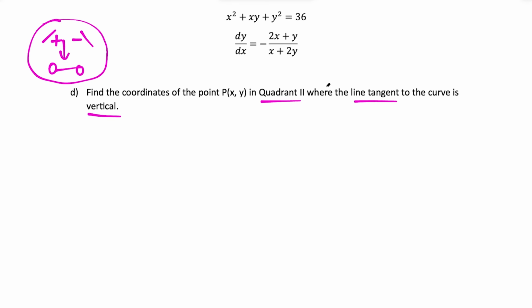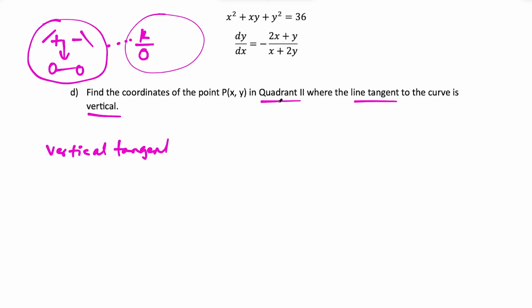So when we have a vertical tangent line, that means our slope is undefined. And when you have a fraction, that means the value on bottom is equal to 0. So we could have some constant on top, but we're going to be dividing by 0 like this. Okay, so the idea is a vertical tangent line implies that the denominator of dy/dx is equal to 0.